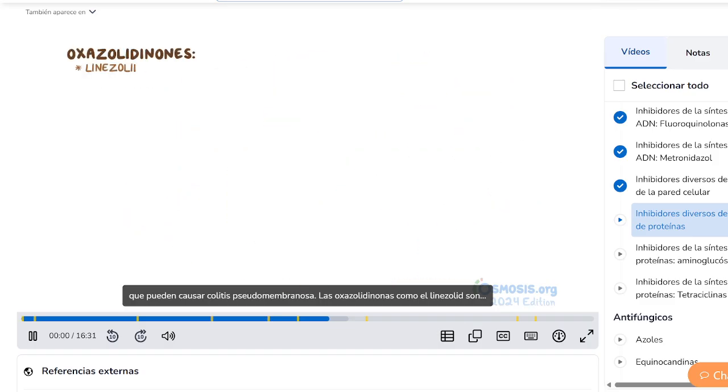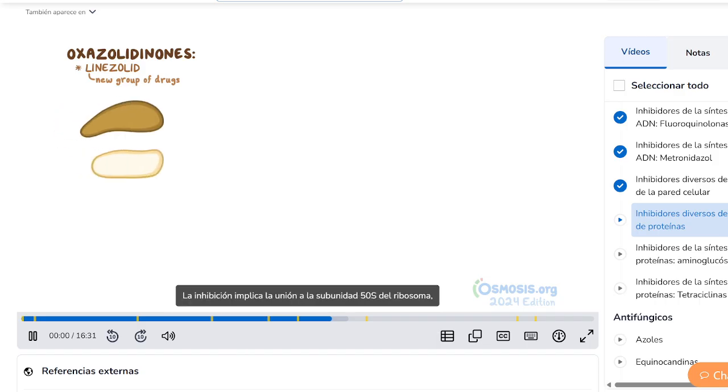Oxazolidinones like linezolid are a new group of drugs. Their method of protein synthesis inhibition involves binding to the 50S subunit of the ribosome and preventing it from combining with the 30S subunit to form the initiation complex. Linezolid therefore stops protein synthesis before it even begins. It also can be used parenterally as well as perorally.